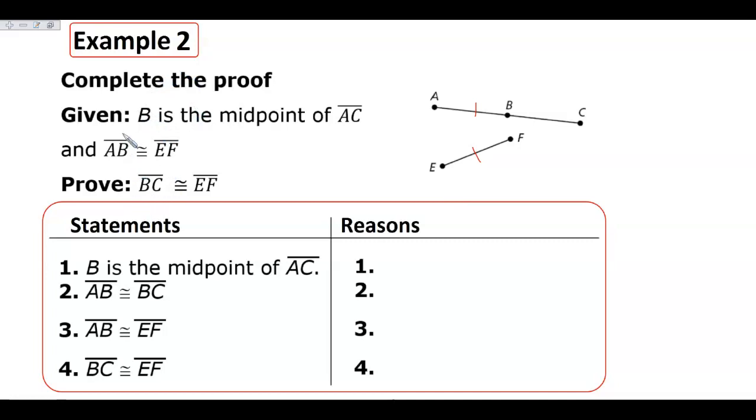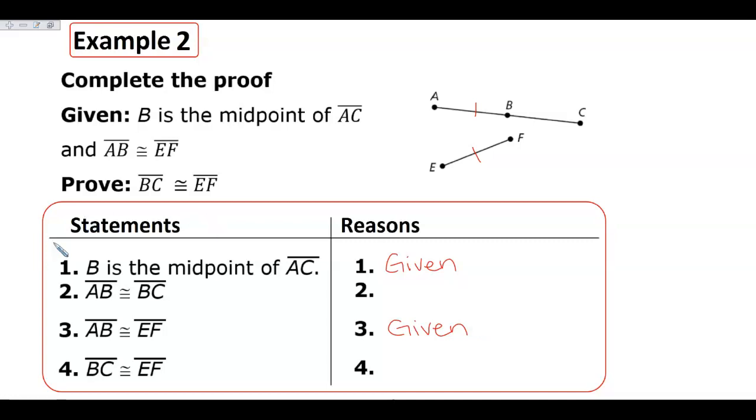So let's take a look. B is the midpoint of AC. That is given to me, so I'm going to find that and write given. I'm also given that AB is congruent to EF, so I'm going to come down here and find AB congruent to EF. This is also information that is given to me. That's the first thing I always want you to do after looking at it: find your givens and label them in your proof, particularly when you're given all of the statements like this. So find your givens, label them as given.